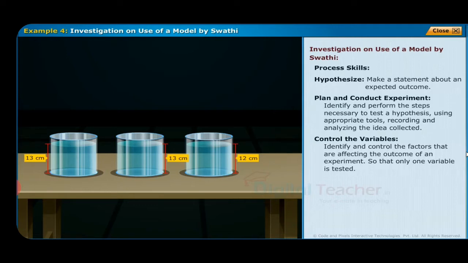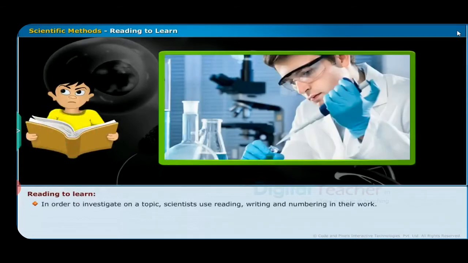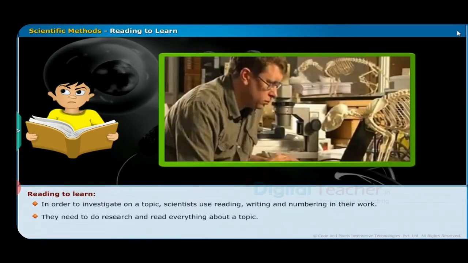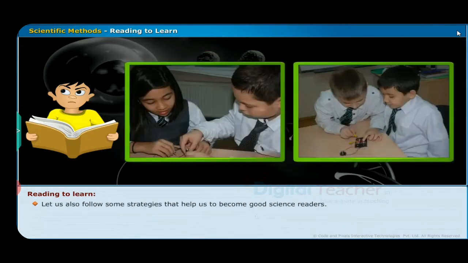Now, let us learn about the next scientific method, reading to learn. In order to investigate a topic, scientists use reading, writing, and numbering in their work. They need to do research and read everything about a topic. In order to read the topic and understand it, scientists must know the meanings of science vocabulary. Let us also follow some strategies that help us to become good science readers.